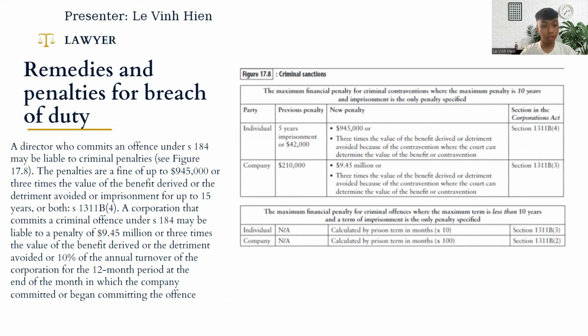So a corporation that commits a criminal offense under Section 184 may be liable to a penalty of 9.45 million or 3 times the value of the benefit derived or the detriment avoided, or they could be fined up to 10% of the annual turnover of the corporation for the 12 months at the end of the month in which the company committed or began committing the offense.